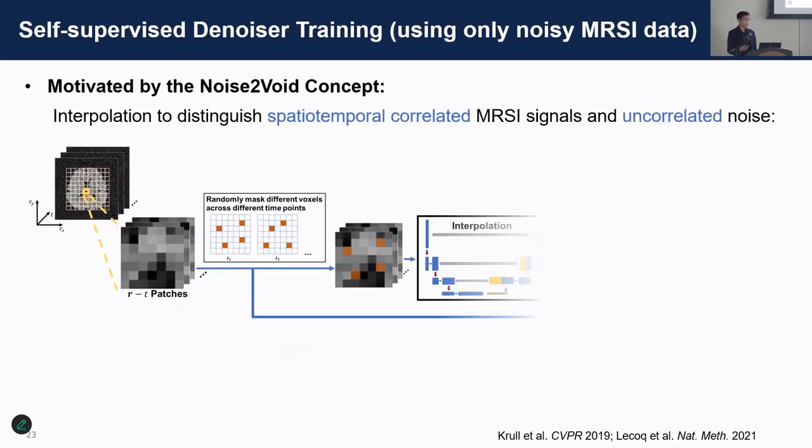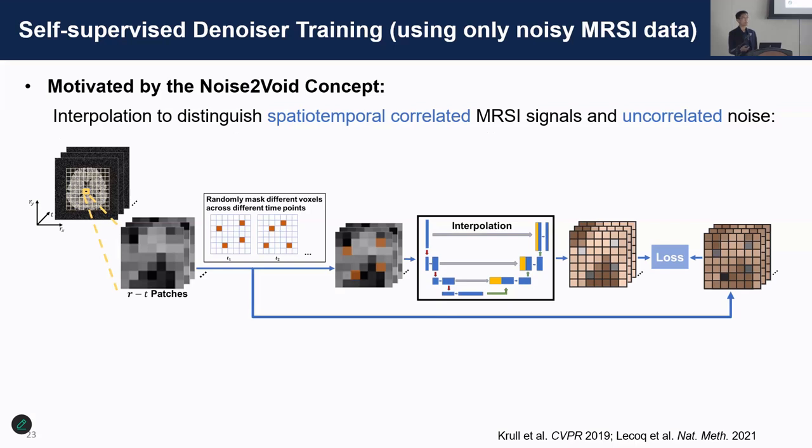So we draw inspiration from the recent advances in self-supervised denoising developed in the computer vision realm, and think about whether there are ways to train a denoiser using noisy MRSI data only. One of the examples shown here is that we leverage the Noise2Void concept and build this network to do spatial-temporal interpolation. Specifically, we can break down this high-dimensional data into spatial-temporal patches, do some random masking, train this interpolator network, and then later use it as a denoiser.